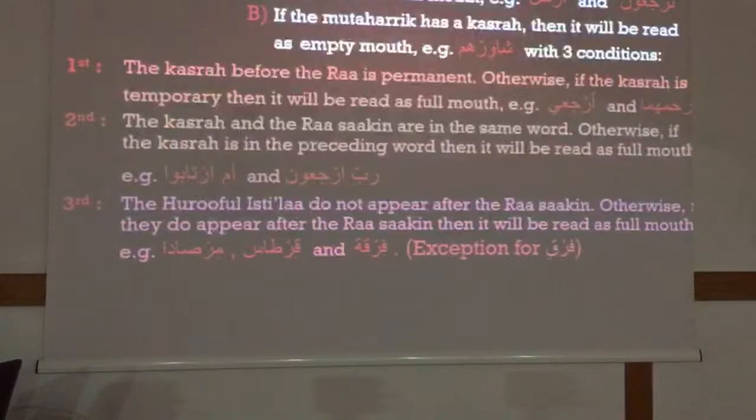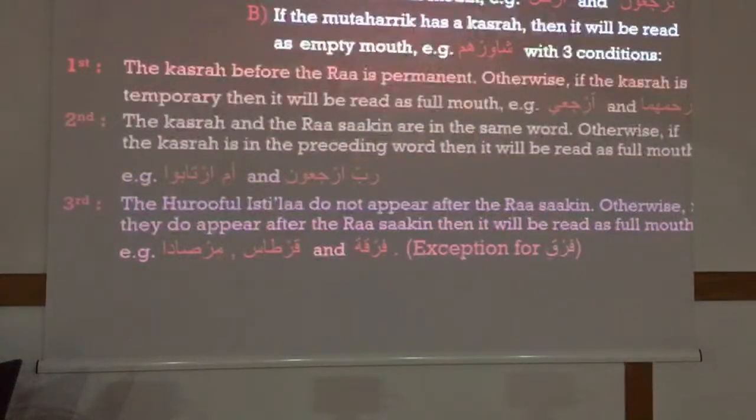So a quick brief recap. Ra sakin, what do you do? You look at the sign before. If it's a fatha or a dhamma, full mouth. If it's a kasra, empty mouth, as long as the kasra is permanent, as long as the kasra is in the same word, and as long as the letter after the ra sakin is not a huruful isti'la. If it's any of these three, even if it's one, then the ra sakin will also become full. Do you understand? So for ra sakin, when there's a kasra before it, the kasra needs to be permanent, it needs to be in the same word, and there shouldn't be a huruful isti'la after it.